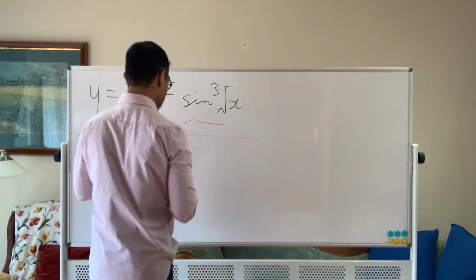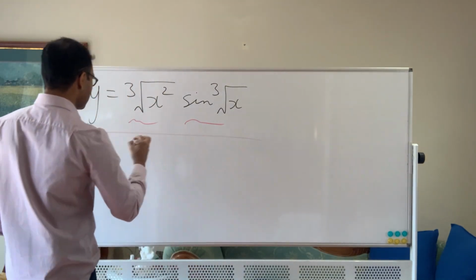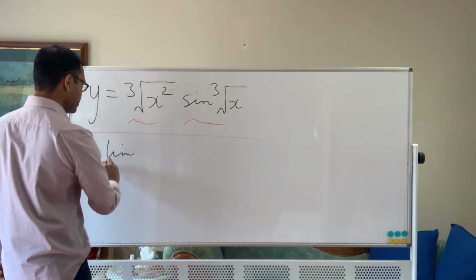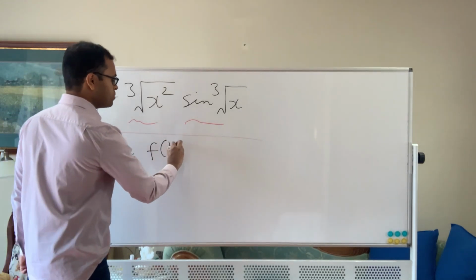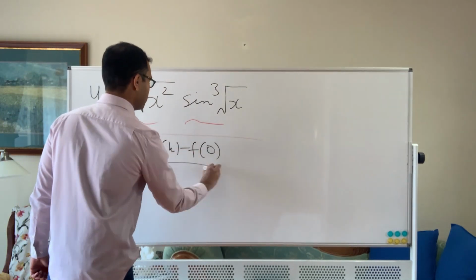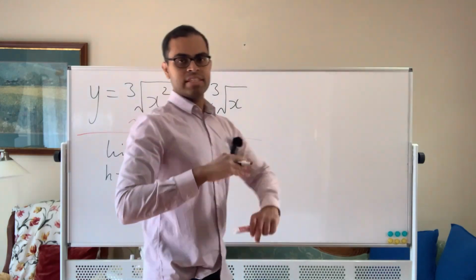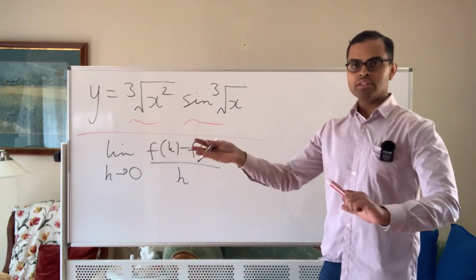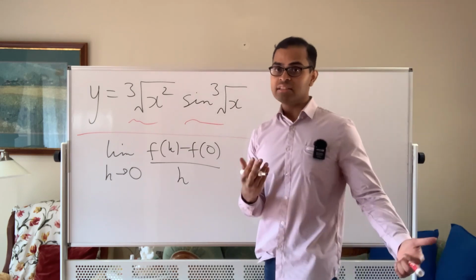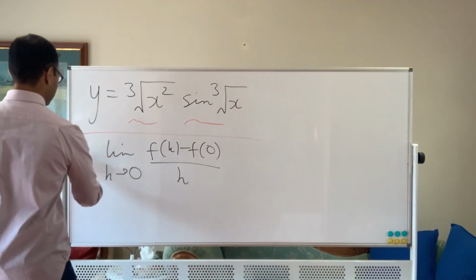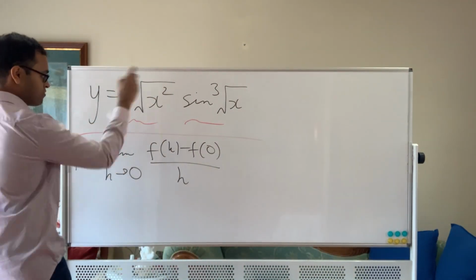So the limit definition of a derivative is the following. We're going to say limit as h goes to 0 of f of h minus f of 0 over h minus 0, right? That is the slope of the secant line passing through 0 and h corresponding to the points on the graph. And as h goes to 0, that approaches the slope of the tangent line, which is the derivative f prime of 0. So here, of course, f of x is the function up top.